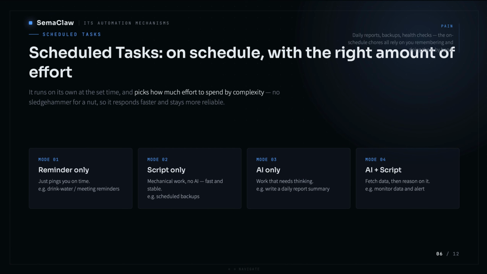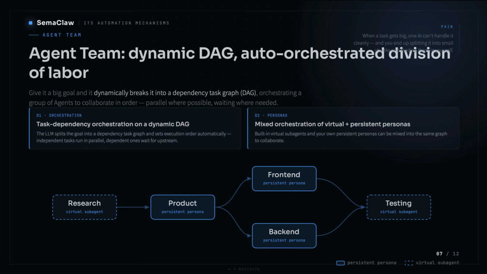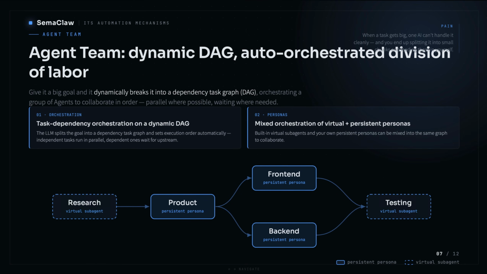Third, the agent team. When a task gets big, one AI kind of chokes, right? And you end up breaking it into pieces and feeding them in yourself. So instead, just give it the big goal. It breaks that down into a task graph, a DAG, figures out what depends on what, and runs a whole team of agents through it.